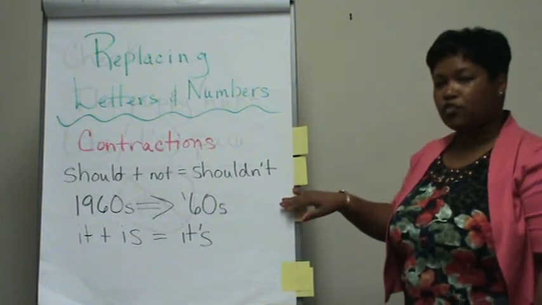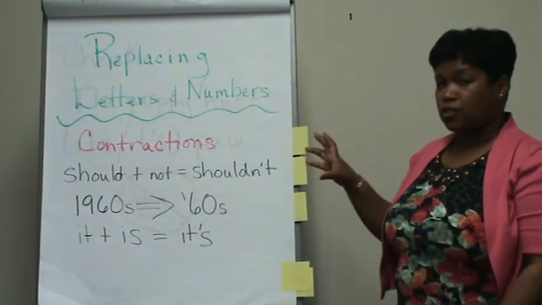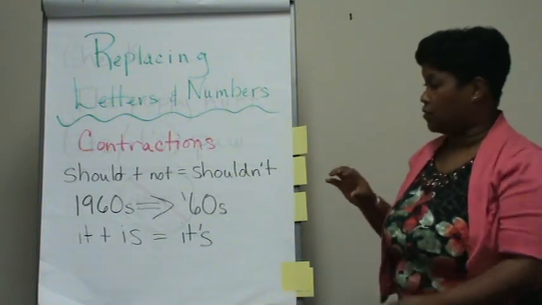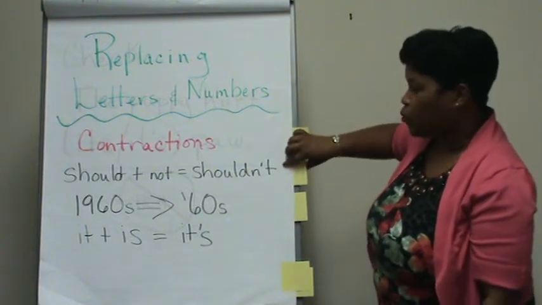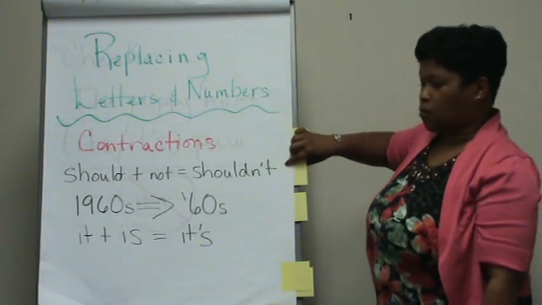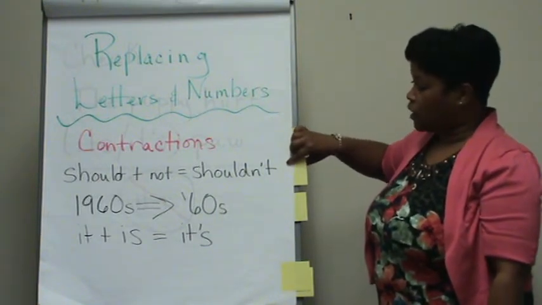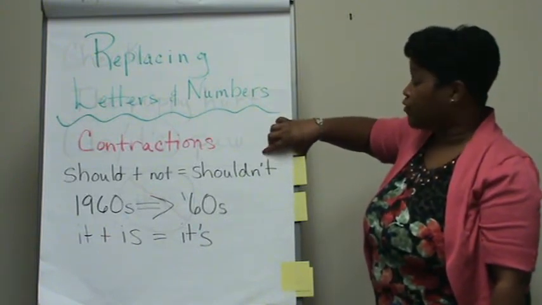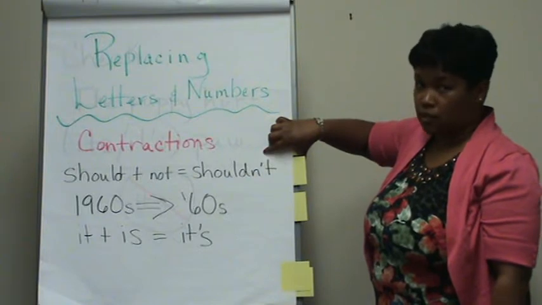Whenever you're thinking about contractions, you're thinking about smushing words together or taking out certain things to make them shorter or truncated. So we have, for example, the words should not. Should plus not equals shouldn't when you're making a contraction. The contraction is indicated by the apostrophe that's placed wherever the letters or numbers are missing.